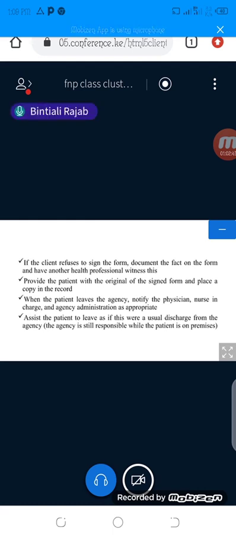When the patient leaves the agency, notify the physician, nurse in charge, and agency administration as appropriate. Assist the patient to leave as if this were a usual discharge from the agency. What is important to note is that if the patient is being discharged against medical advice, have proof. It was the patient themselves who wanted to be discharged, that is why they signed. Don't just let them leave like that.